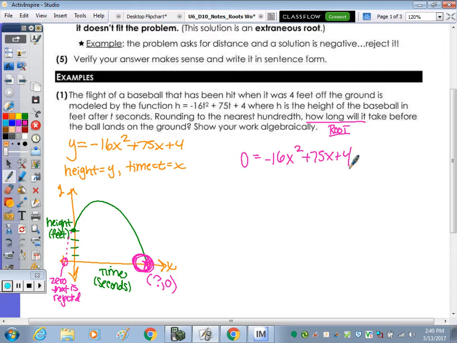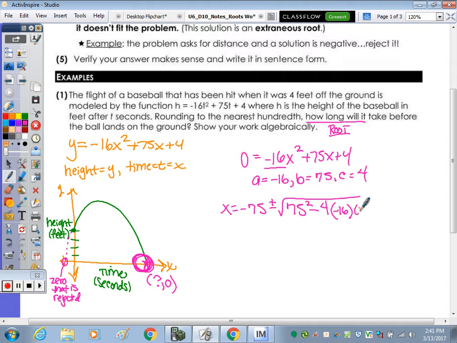Which method would you like to use? Would you like to complete the square? Would you like to use the quadratic formula? Or would you like to factor? So using the quadratic formula as our method, we have an a value of what? Negative 16, a b value of 75, and c value of 4. So x equals negative b, so it's going to be negative 75 plus or minus the square root of 75 squared minus, that's b squared, 4ac, all over 2 times negative 16.